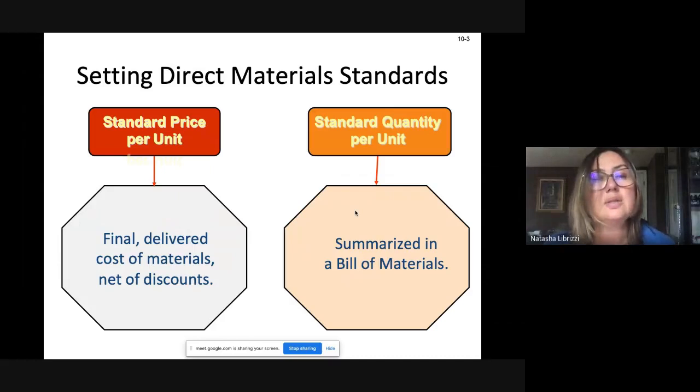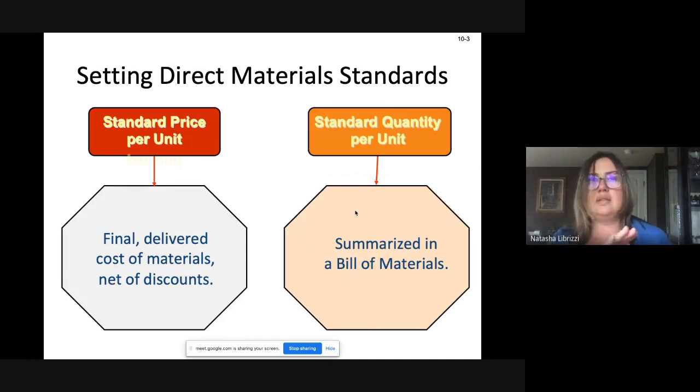Okay, so standard price per unit, it's the final delivered cost net of discounts. Then discounts, shipping costs, freight costs, whatever it is. So that's what we call a standard price, what you're expecting to pay for this unit. So standard comes out maybe once a year, once a quarter, depends on the industry. Metal prices have been changing drastically in the past couple of years, so maybe a company would be changing standards more often. Now, standard quantity, we summarize it in the bills of material.